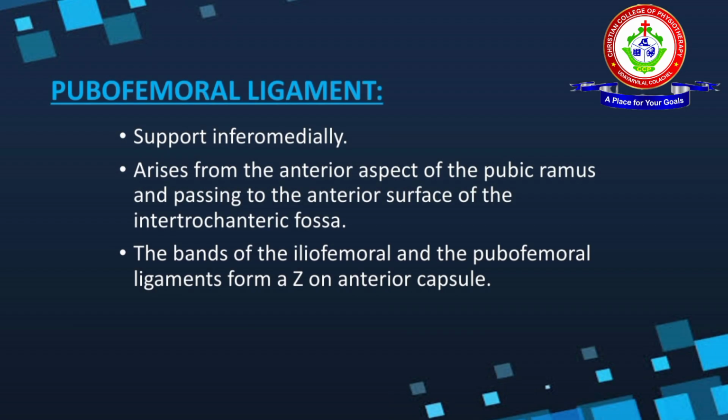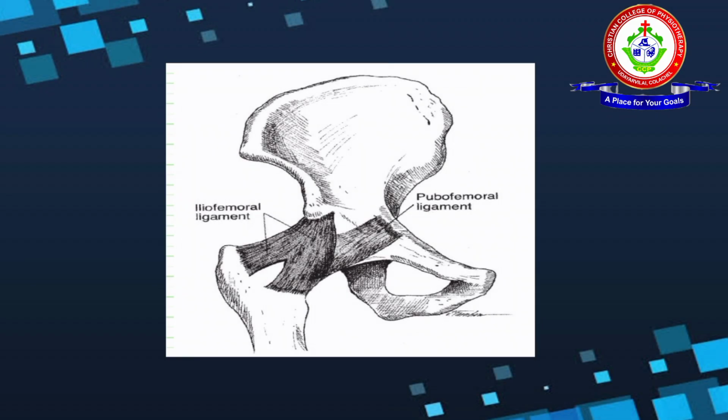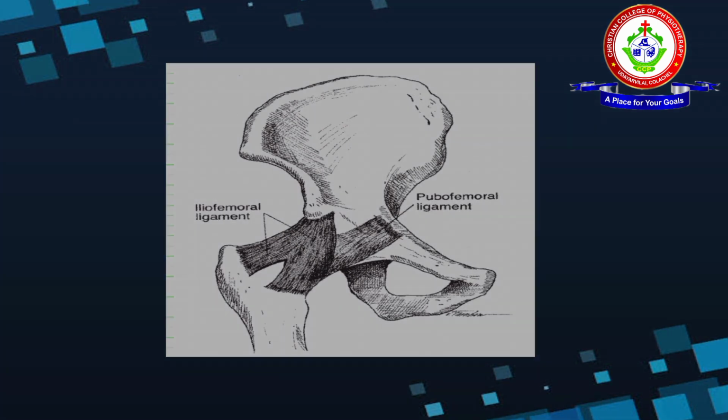Then we can focus on pubofemoral ligament. Pubofemoral ligament supports inferior-medially. It arises from the anterior aspect of the pubic ramus and passes through the anterior surface of the intertrochanteric fossa. The bands of the iliofemoral and pubofemoral ligaments form an anterior capsule. In this picture, we can see the image of iliofemoral and pubofemoral ligaments which form the anterior capsule.